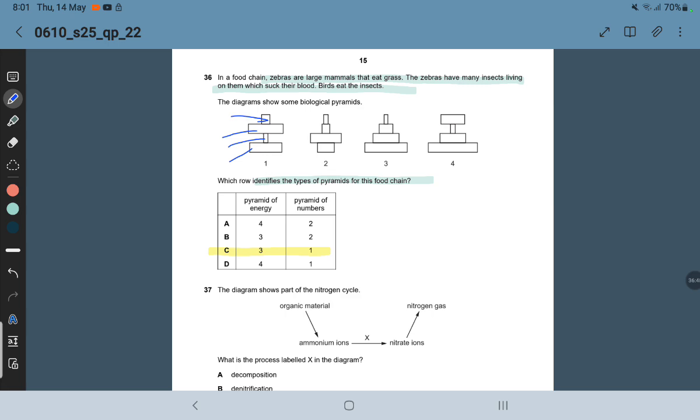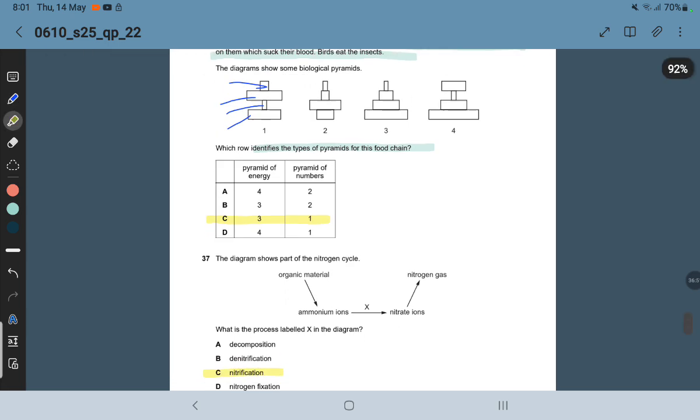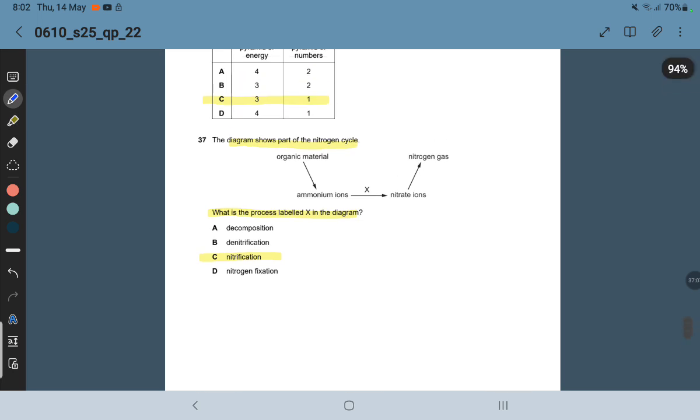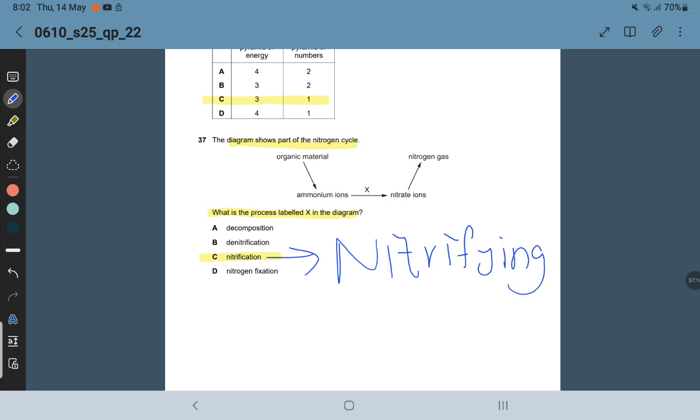Okay, now moving to the next question. 37. The diagram shows a part of the nitrogen cycle. What is the process labeled X in the diagram? So ammonium ions, nitrate ions, of course it is nitrification by your nitrifying bacteria. And that idea was also repeated in May-June 2025 QB21 variant 1. Okay, nitrifying bacteria.